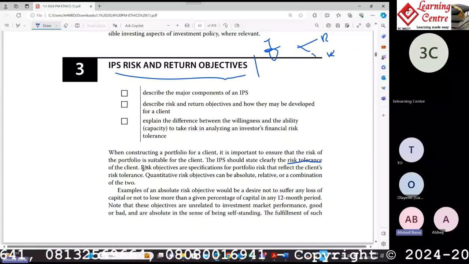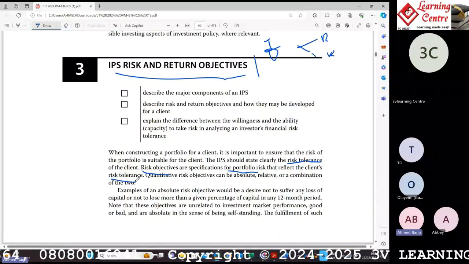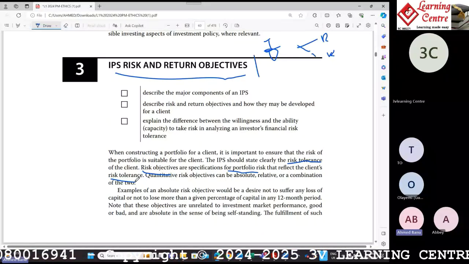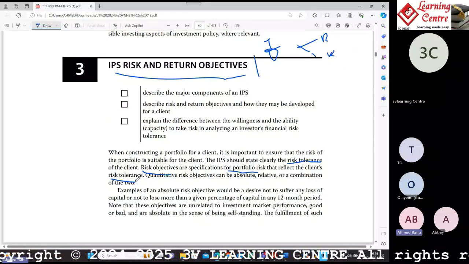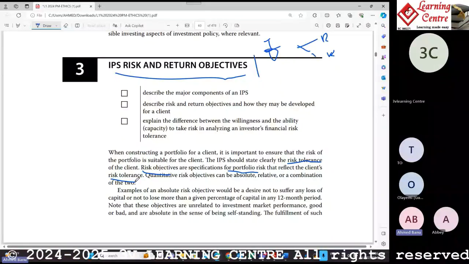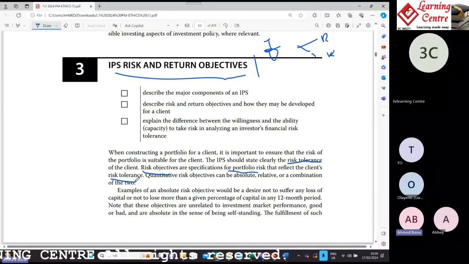Your risk objectives are specifications for the portfolio risk that reflect the client's risk tolerance. So your risk objectives must align with what you have identified as the client's risk tolerance. In this case, the risk tolerance is what is important. In order for us to draft a risk objective for you, we must understand your risk tolerance. You have quantitative risk objectives and qualitative risk objectives. Your quantitative risk objectives can either be absolute, relative, or a combination of both.